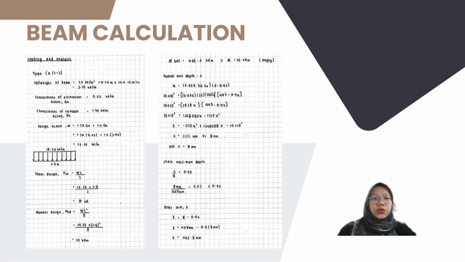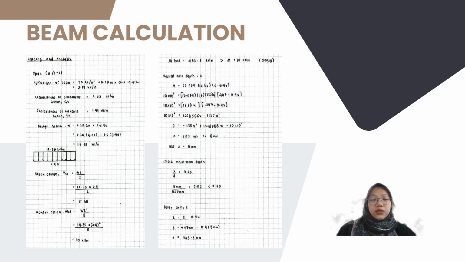So the first one, we need to know the self weight of the beam. We got 2.19 kN per meter. Characteristic permanent action Gk is 9.03 kN per meter. Characteristic variable action Qk is 1.44 kN per meter. Design action W, we got 14.35 kN per meter. Then we also need to know the shear design VED by using formula WL/2, we got 17 kN. Moment design MED by using formula WL²/8, we got 10 kNm.